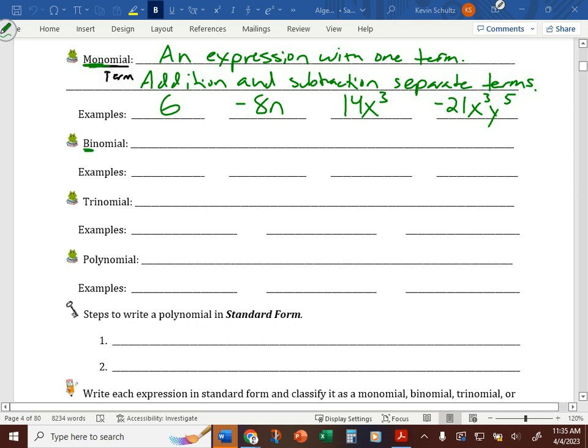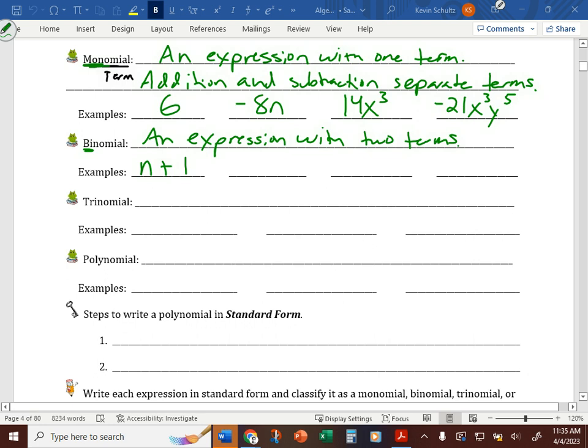Binomial. What does the prefix bi mean? 2. Okay? Think bicycle, right? 2 wheels on it, right? And so a binomial is an expression with 2 terms. Okay? Which means it's got to have some addition or subtraction in it. So an example of a binomial might be as simple as n plus 1. Doesn't look very complicated, and it really isn't, but it comes down to how many terms does the expression have. And because it's got that addition in there, which separates the n and the 1, it's a 2-term expression.